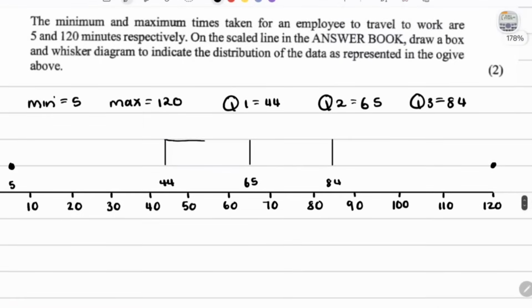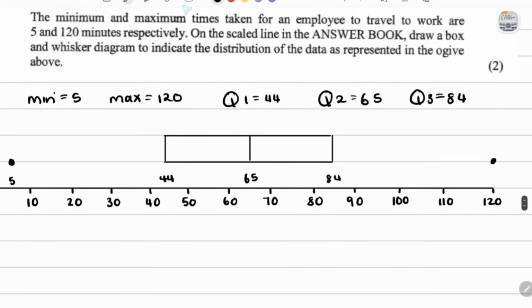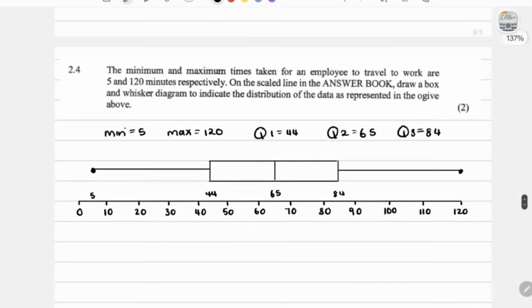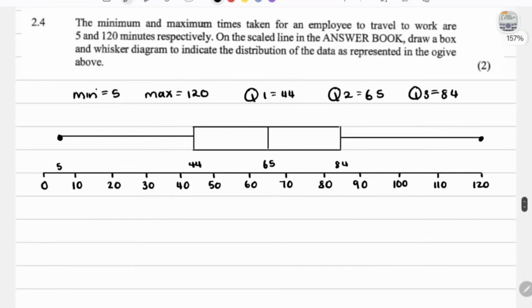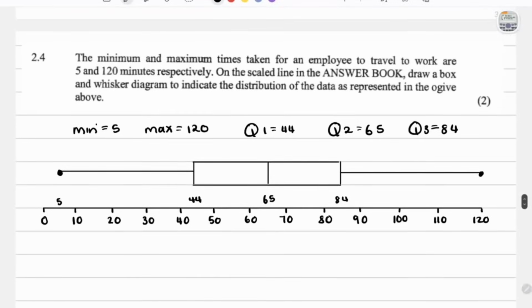Then go ahead and connect your lines to create the box, and then connect your box to the whiskers. And I just realized that I threw those whiskers too low. They should just be higher so that they can connect properly. Okay, so it connects like that and like that. And there we go. That's our box and whisker diagram. Moving on to the next question.